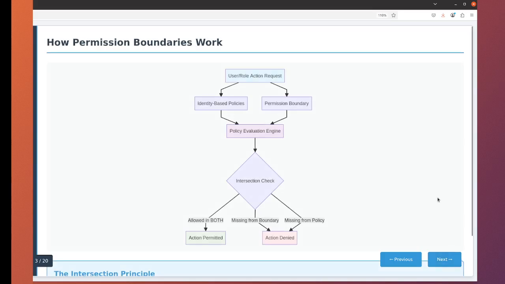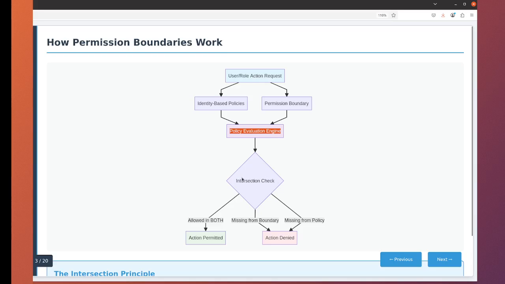How permission boundaries work architecturally. Let's look at this diagram to understand the flow. When a user or role tries to perform an action in AWS, the system performs the effective permissions calculation. First, it takes all the identity-based policies attached to the user or role, which grant permissions. Then it applies the permission boundary as a filter. The result is an intersection, meaning you only get permissions that exist in both your policies and your boundary.